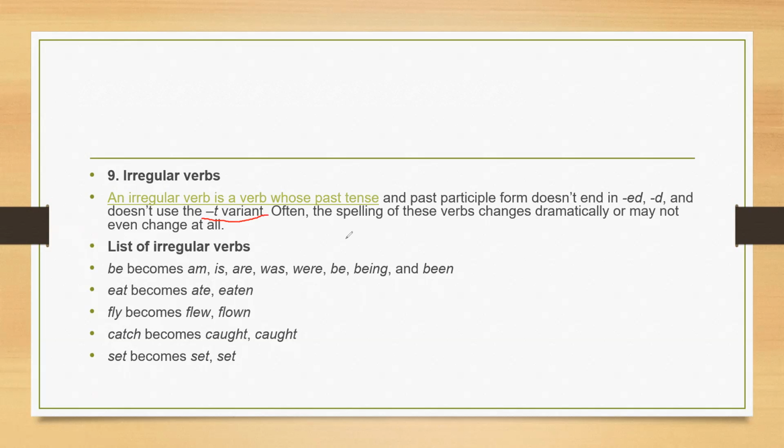So like am, is, are transform into was, were, be, being, been. Am, is, are becoming was and were. Now eat becomes ate, eaten. Fly becomes flew, flown. Catch becomes caught, caught. So these are irregular verbs. See here they have again given examples like catch, caught, caught. So I'm not very sure. I will check this and tell you about the T variant. And again, see this verb said is the same: said, said, said. No change of form in this verb.